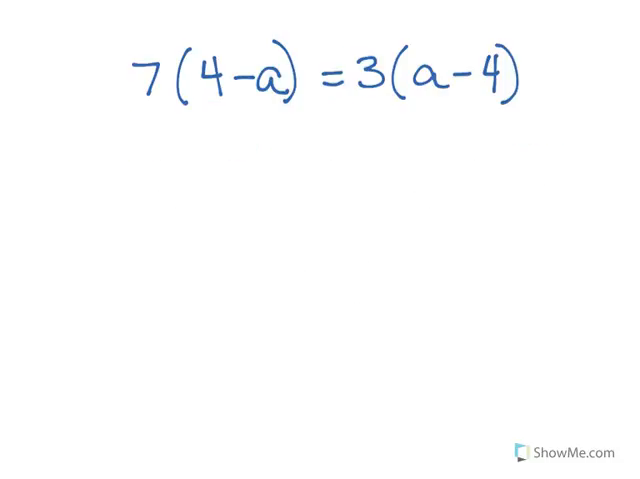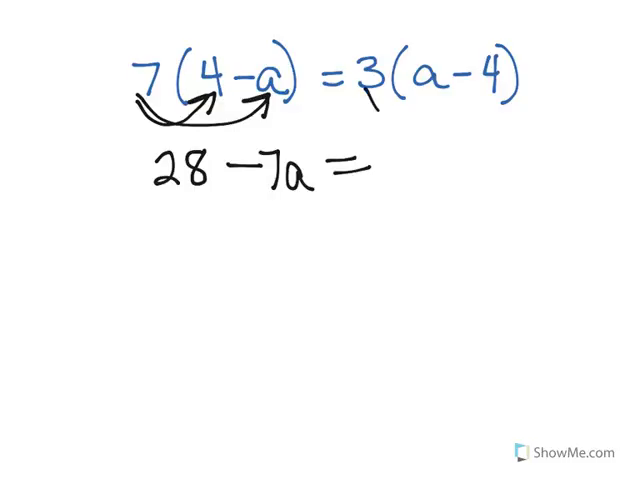Our next example involves grouping symbols. So we're going to use the distributive property on both sides of the equal sign. 7 times 4 is 28. Bring down our subtraction sign. 7 times a is 7a. And that's equal to 3 times a, or 3a. Bring down our subtraction sign. 3 times 4 is 12.